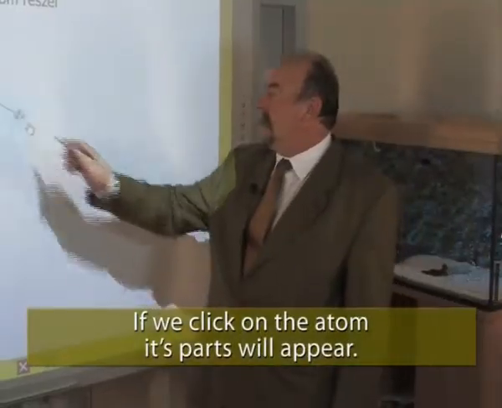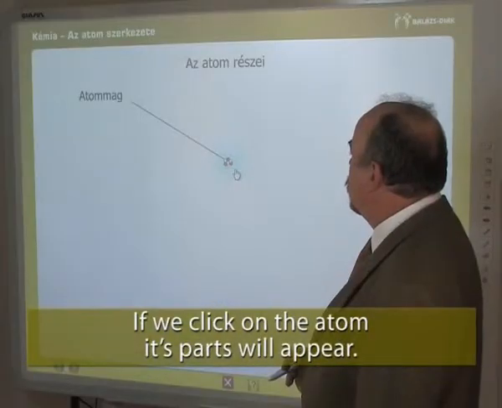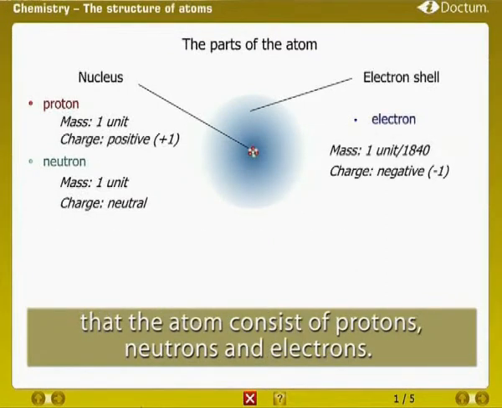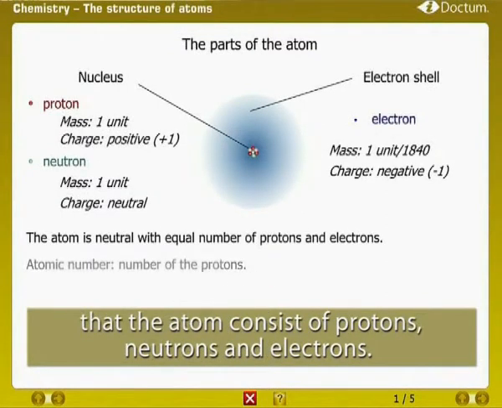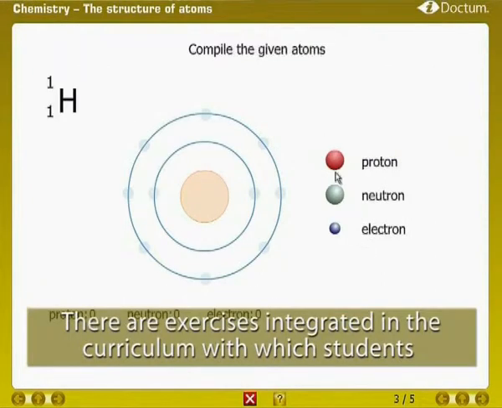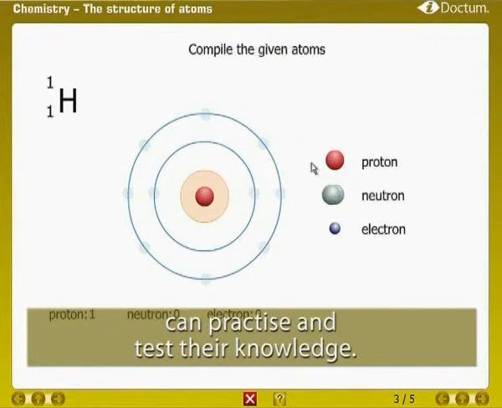If we click on the atom, its parts will appear. With this eye-catching animation, we can demonstrate that the atom consists of protons, neutrons, and electrons. There are exercises integrated in the curriculum with which students can practice and test their knowledge.